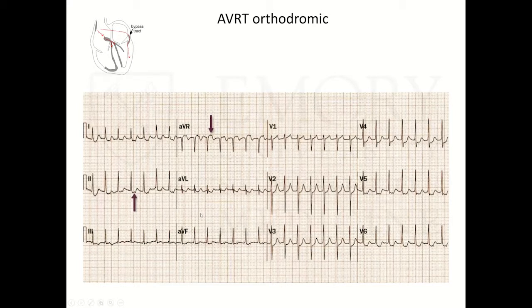Okay. Other clues that you have AVRT is if you have QRS alternans. Don't ask us why, because we argue about it in EP why that happens. But if you have QRS alternans, that's a clue that it's AVRT. If you have aberration, just because you have aberration, they're more likely to have a pathway.